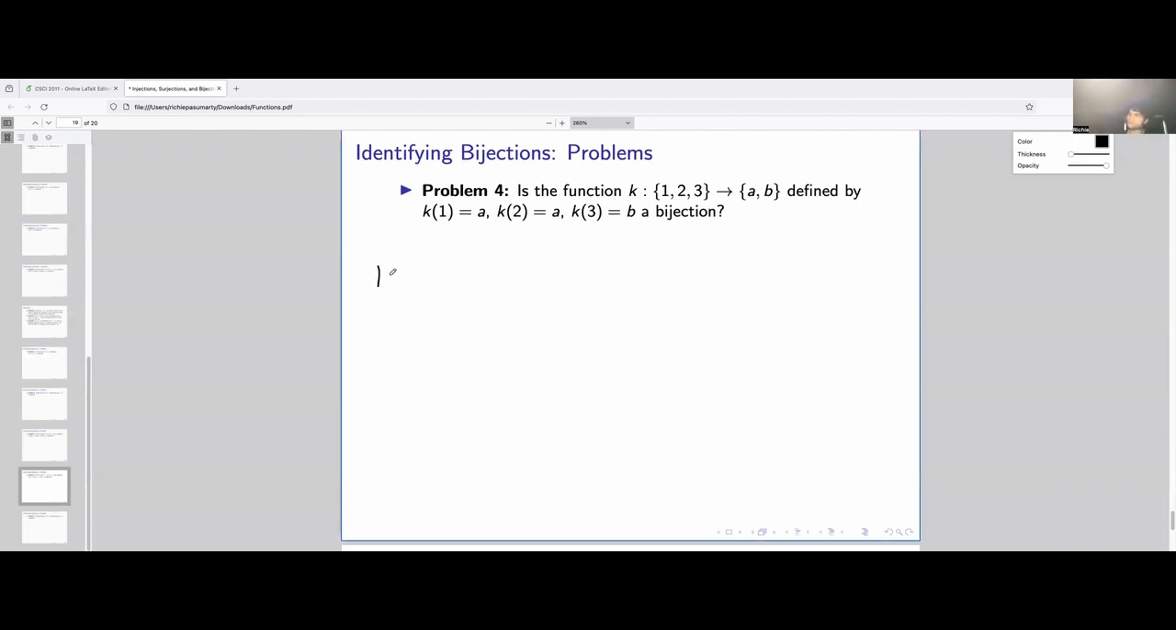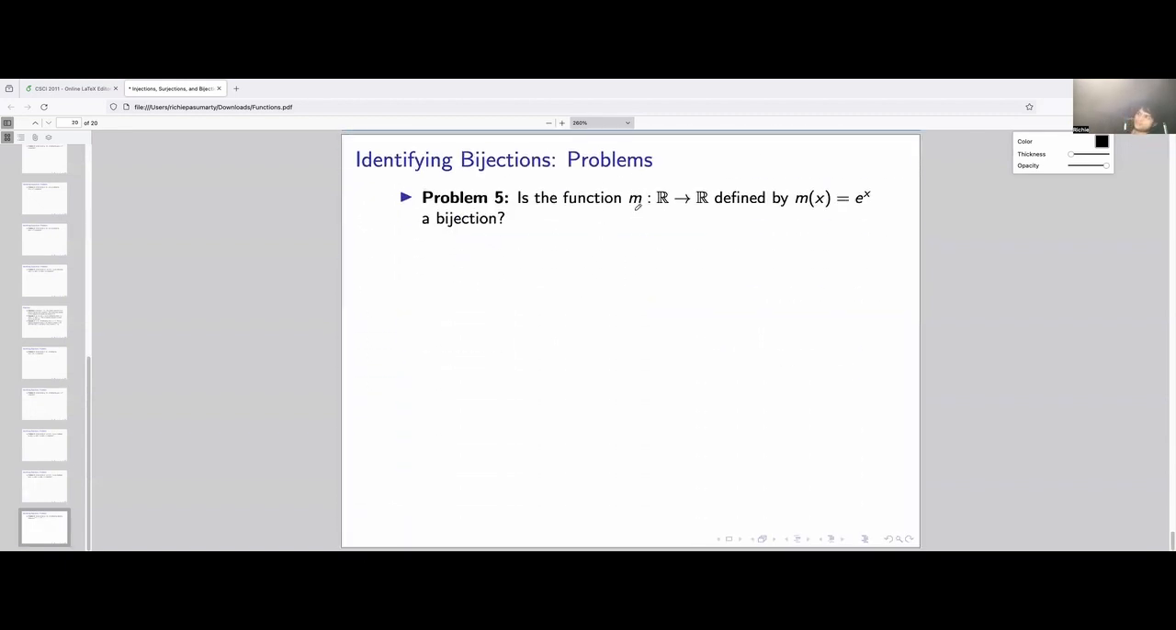Okay, is this a bijection? Well, it is onto because there's something which maps to A and something which maps to B. But it's not 1-to-1 because notice that 1 and 2 map to A. Why? Because k of 1 is equal to k of 2, and obviously 1 does not equal 2, so it's not an injection. It's not 1-to-1. So it's not injective. It is surjective, but that's not enough to be a bijection. So the answer is no.